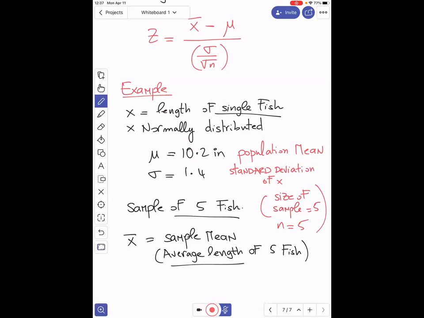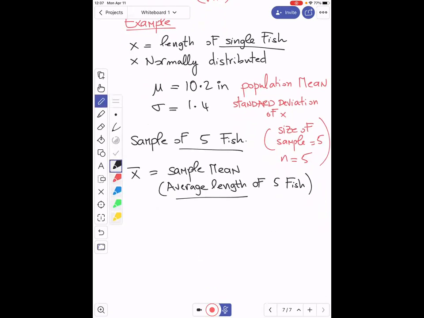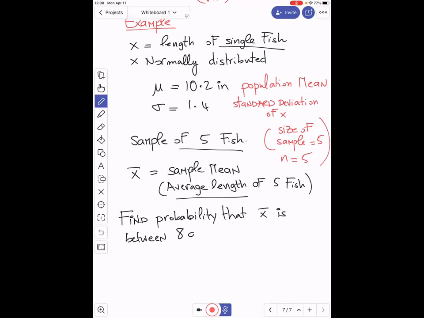All right. So now the question was, what's the probability that this sample mean, this average length of the 5 fish, is between 8 and 12 inches, I think. We need to find the probability that x bar is between 8 and 12 inches.